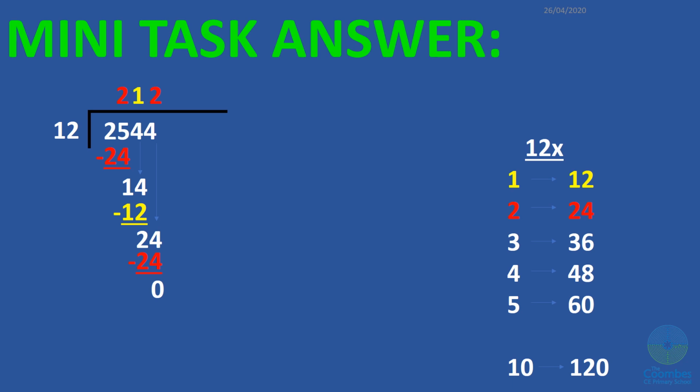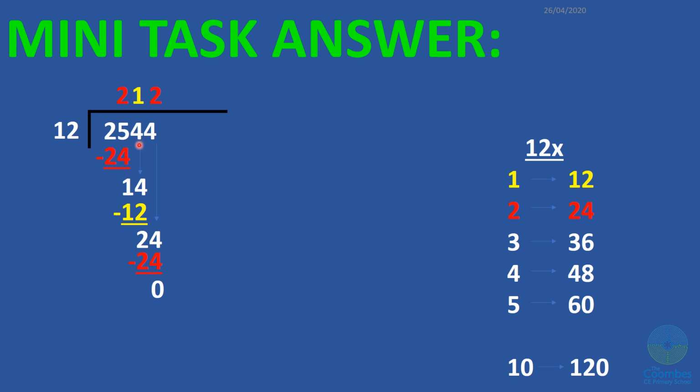Now, I'll look at the first 2 digits here, 25, and ask myself this question: how many lots of 12 are in 25? If I go to my times table, I'll see 2 lots of 12 is 24. So I'll write my answer 2 here and take away this 24 from the 25. If I do that, 1 remains.